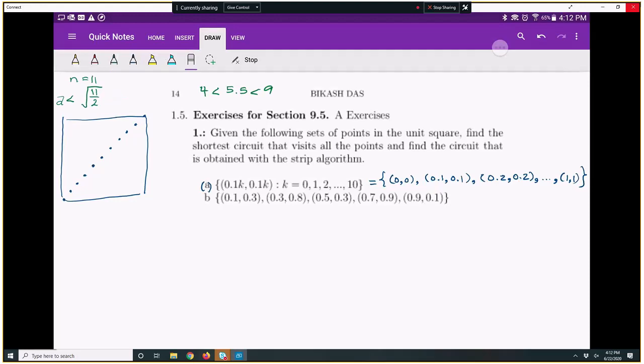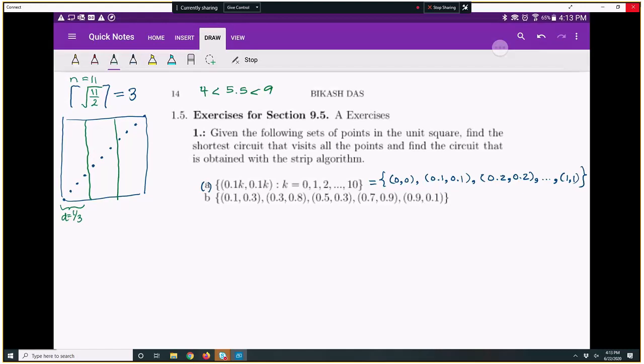And the strip algorithm says to take the ceiling of this number. So the ceiling function looks like this, and it just means we're always going to round up. No matter how close we are to 2, we're going to round up to 3. So this is going to be 3. So first, I'll divide my unit square into 3 equal strips. So each strip will have width 1 divided by 3. I'm calling the width of the strip D.